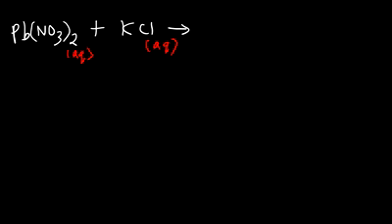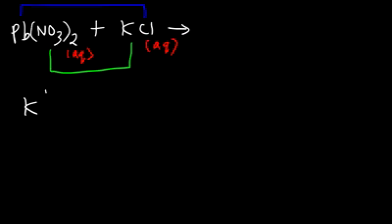That's the first thing. Now, what we have here is a double replacement reaction. Lead is going to pair up with chlorine, and potassium is going to pair up with nitrate. Potassium has a positive 1 charge, nitrate has a negative 1 charge. If the magnitude of the charges are the same, then you can combine those ions in a 1-to-1 ratio. So one of the products will be KNO3.